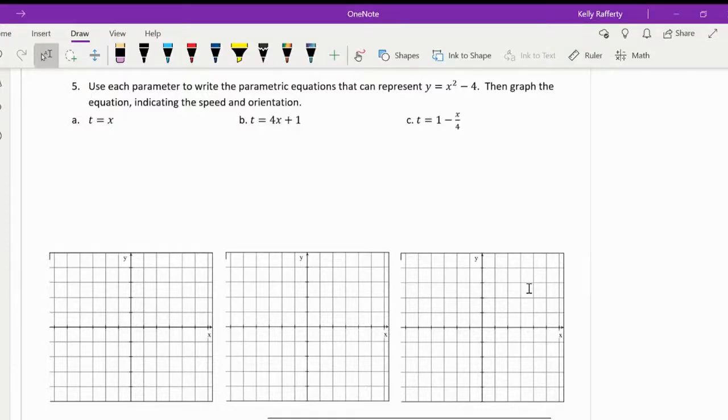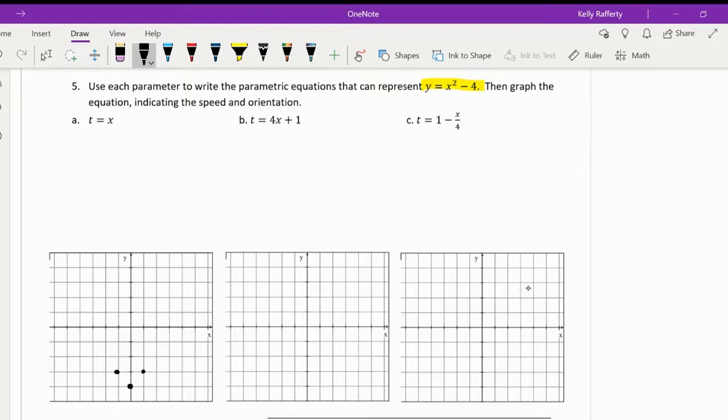Alrighty, so here we have a few examples where I give you a rectangular equation and we are going to create the parametric equations given what t equals, or kind of one parametric equation, essentially. So if you think about it, all of these graphs are actually going to look pretty much identical because we're going from this guy, y equals x squared minus 4, which if I just graph to start off, it's going to be a parabola with vertex at (0, -4).